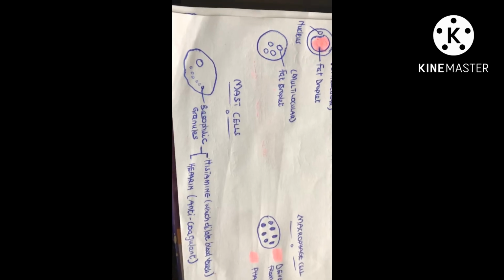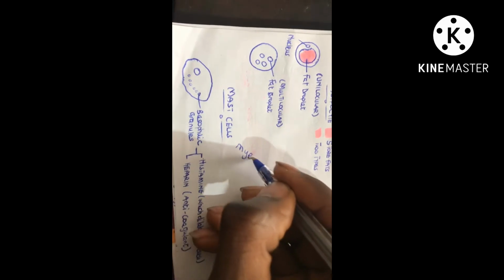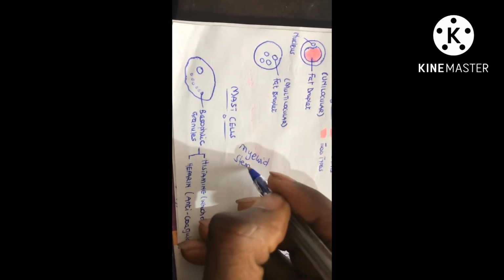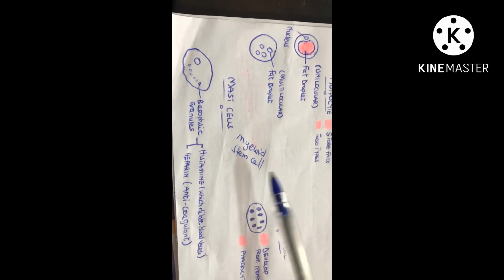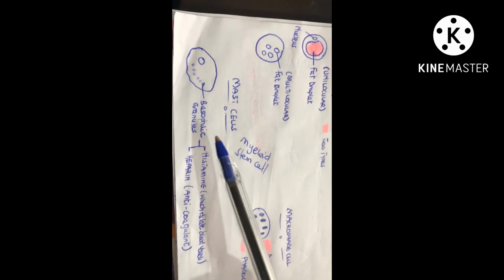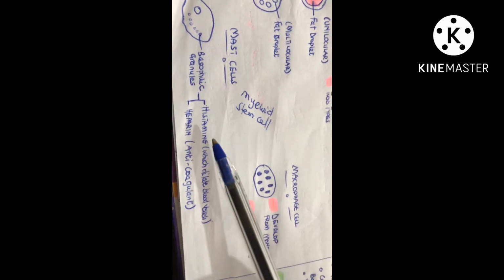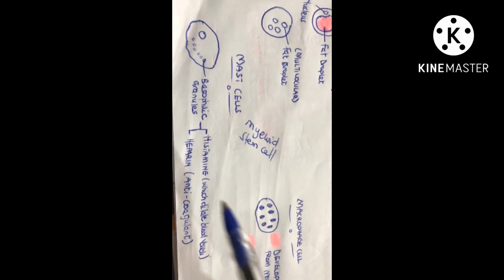Let's move to the next cell, which is the mast cell. Mast cells are produced in the bone marrow by a certain stem cell called the myeloid stem cell. Mast cells contain many granules called basophilic granules, which secrete histamine and heparin. Histamine helps dilate blood vessels as part of the inflammatory response. Heparin is an anticoagulant that helps prevent blood from clotting.